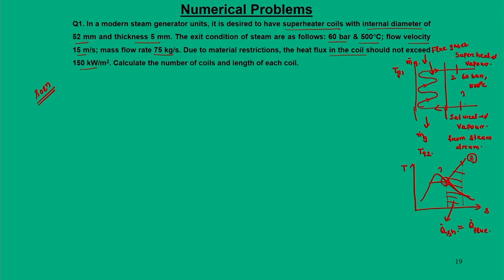So, we do not need to bother about the flue gas as of now for this problem, but what needs to be done is that we need to find out the heat load, and from the heat load we need to find out the number of coils or the length of each coil. So, the solution has to start, you have to keep the steam table intact. So, using the steam table, what we can find out at state 1.